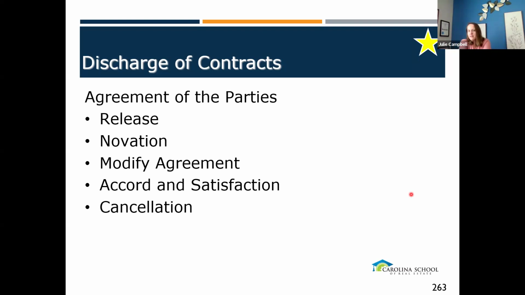Modifying the agreement, there's our amendment. Changing, modifying. Accord and satisfaction is like partial performance. Like maybe I promised when you buy my house, there will be a name brand dishwasher. What's your favorite brand? I will give you that brand dishwasher.